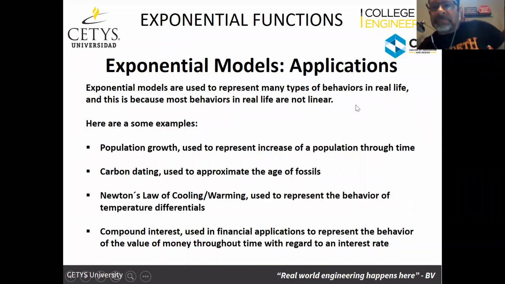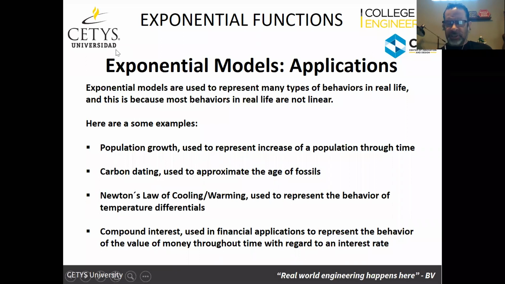And this is kind of what I was talking about. Exponential models or functions have many applications in different fields. So basically, whenever I want to represent or understand a behavior in nature that is not linear, then we're probably going to have an application for exponential models or functions.